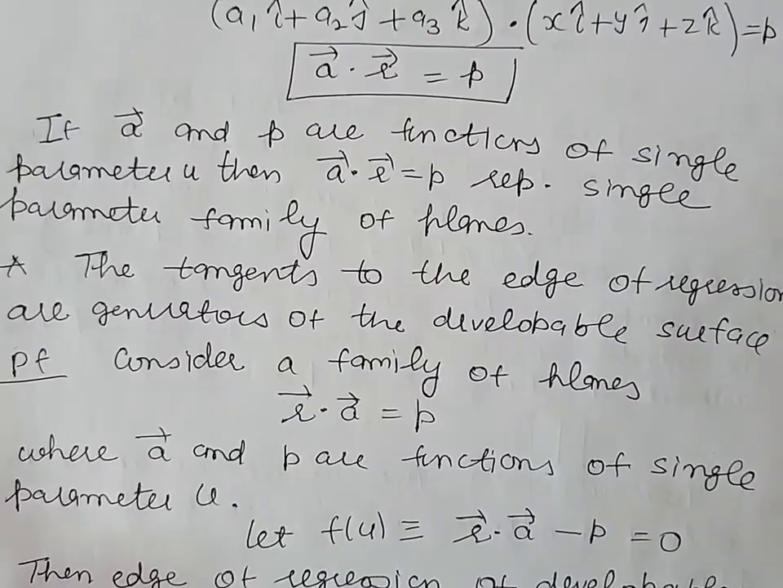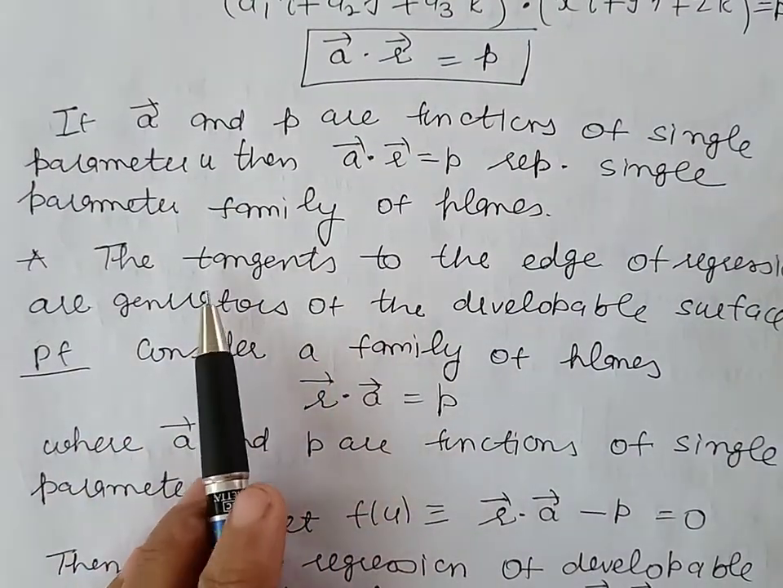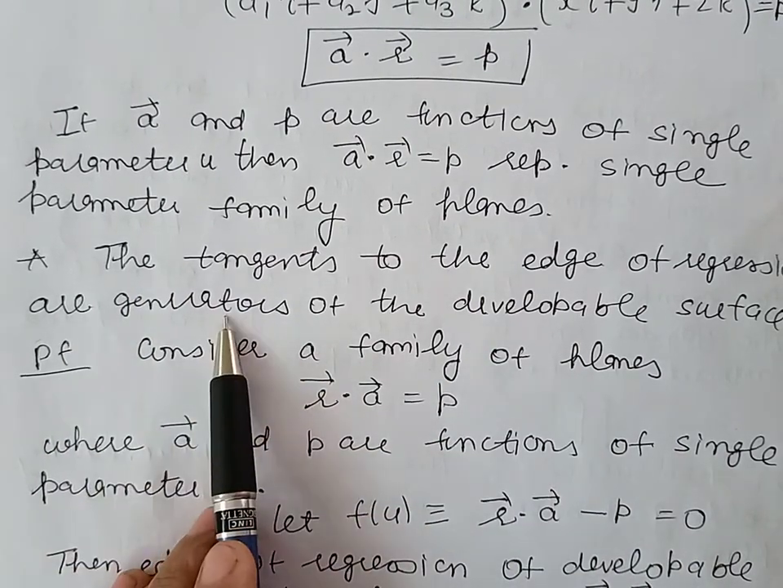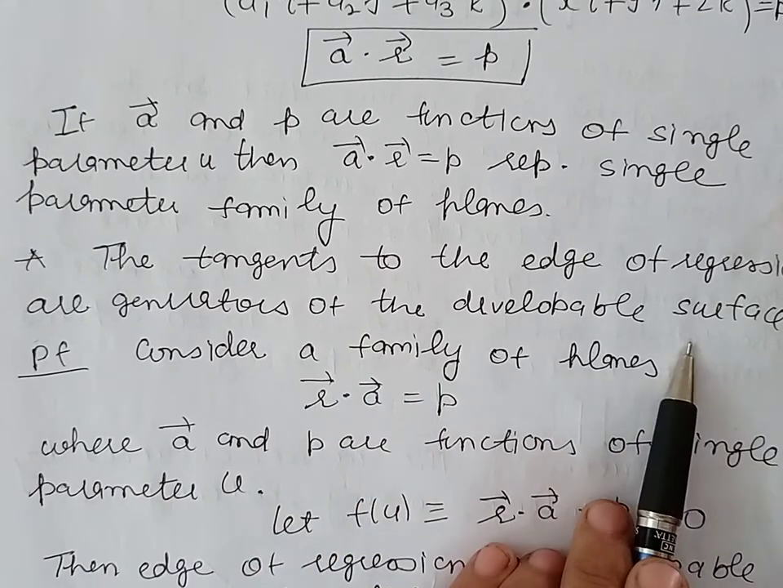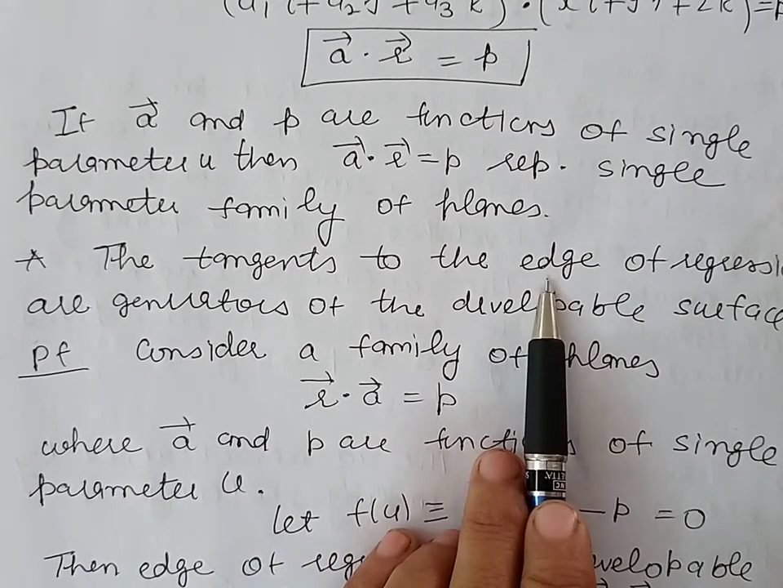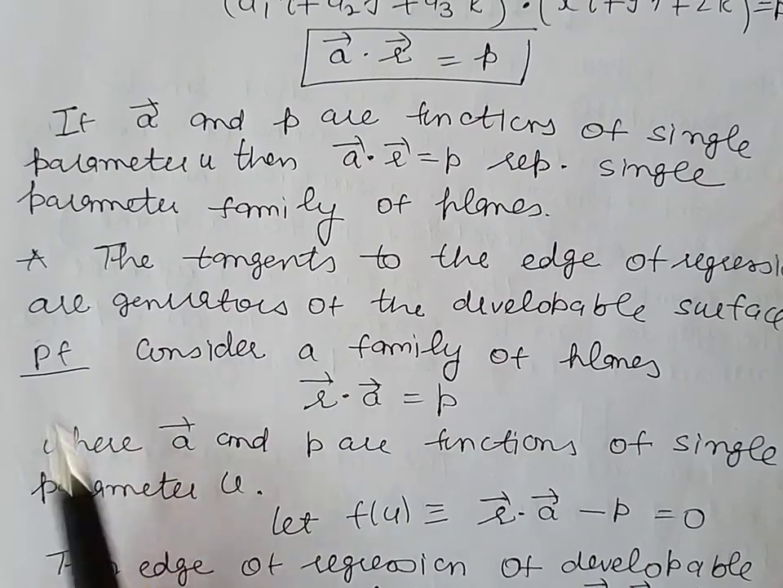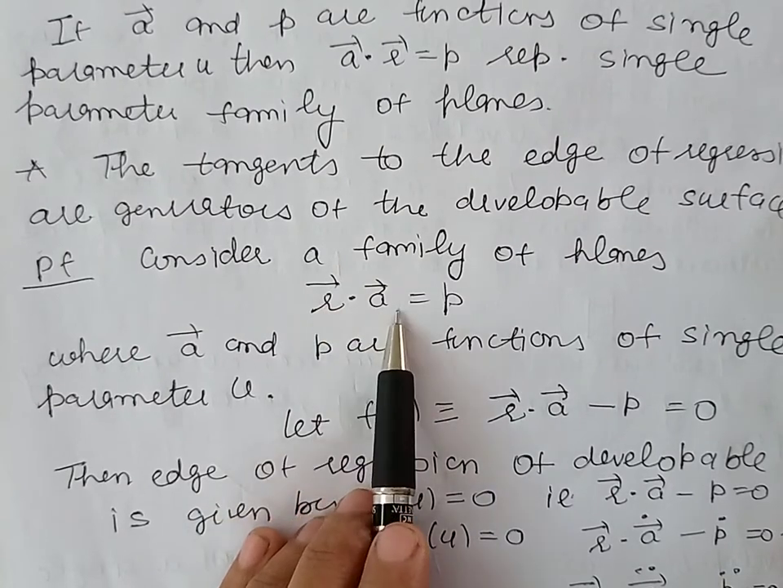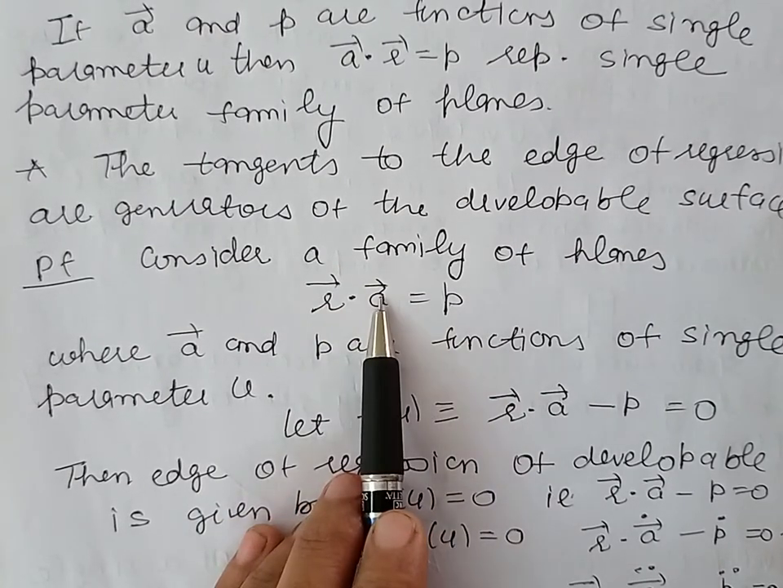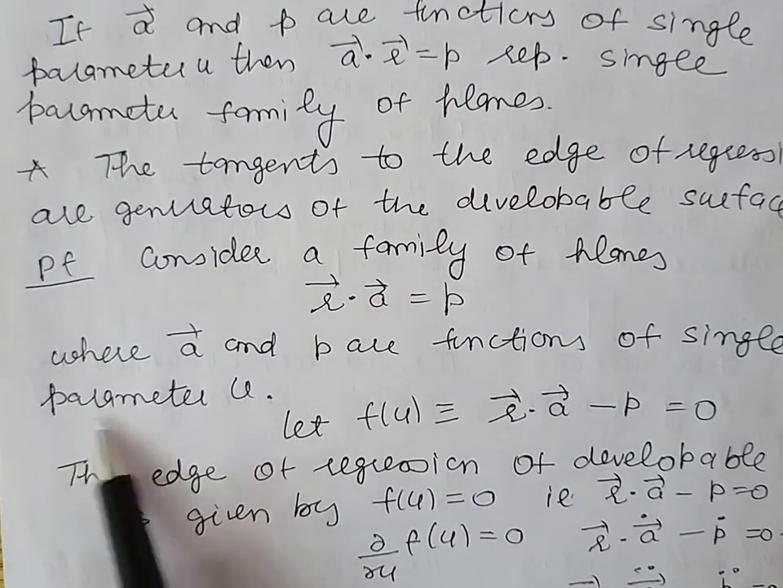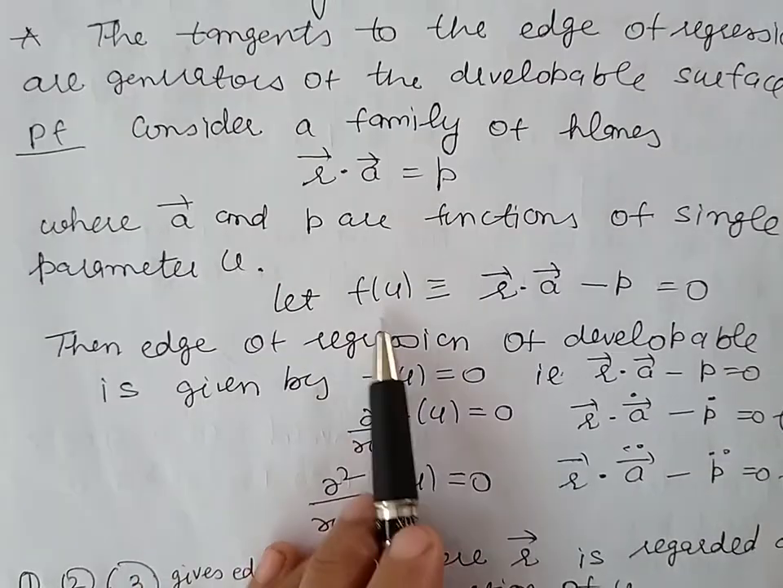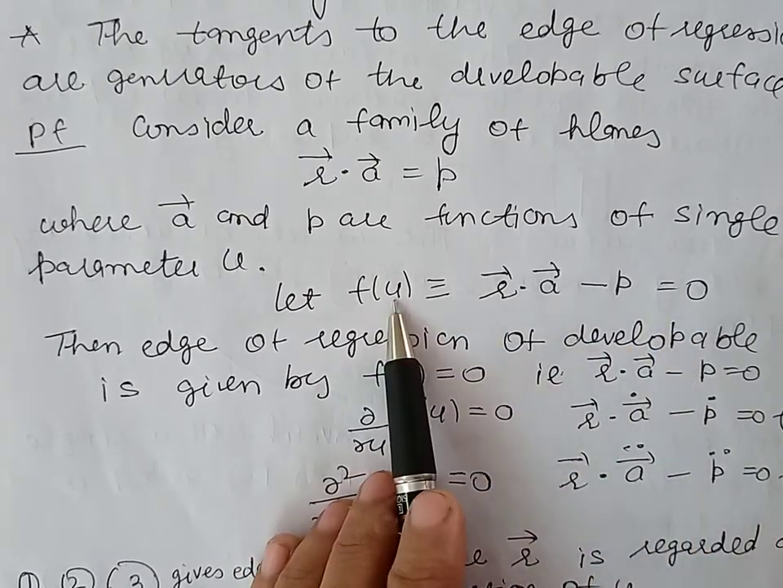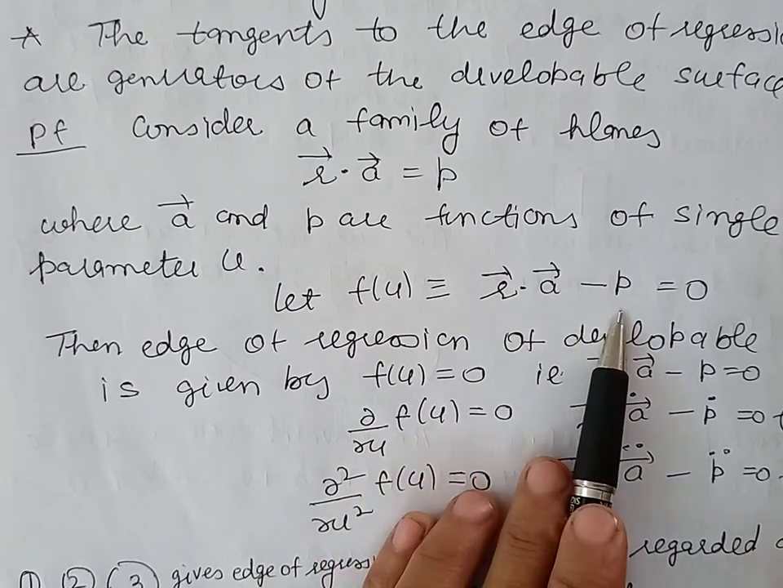Now, next is our theorem. Based on this result, the tangents to the edge of regression are the generators of the developable surface. Edge of regression we have discussed already in the previous sections. Now, let us consider a family of planes given by r · a = p. Here a and p are functions of the single parameter u. Now, let us take the equation f(u) = 0, where f(u) we have denoted by r · a − p.